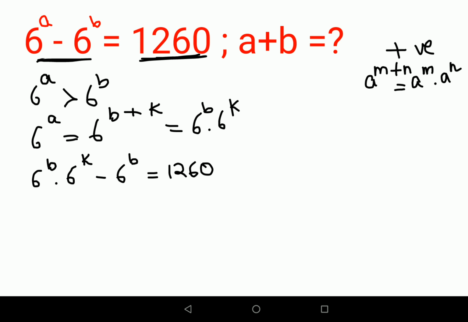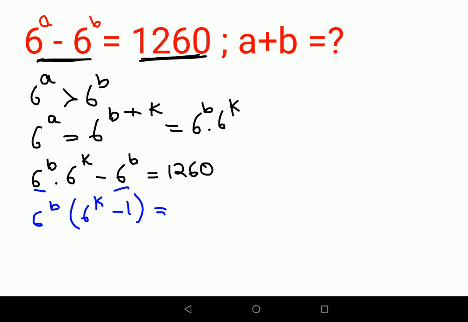Now, obviously the next step would be taking common. So when I take 6 raised to b common, I am left with 6 raised to k minus 1, which is still equal to 1260. Now instead of writing 1260, what I can do over here is try to factorize 1260 in terms of 6. Why? Because here there is a product. One of them is a power of 6, and another is 1 less than a power of 6. So we'll try to factorize this further.